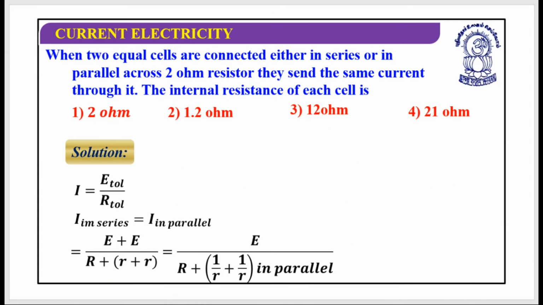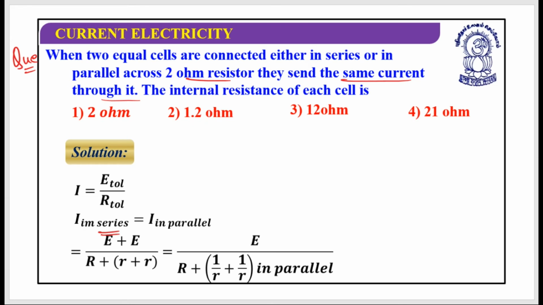So, ready for the next question? Are you ready? Let's have a look. What the question says is: when two equal cells are connected either in series or in parallel across a 2 ohm resistance, they send the same current through it. The internal resistance of each cell is? Do you remember this question? It was the first question of this session.